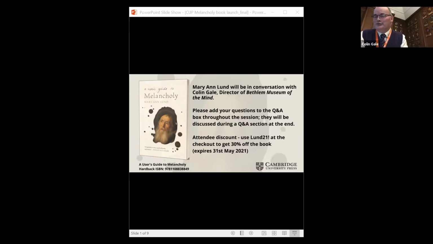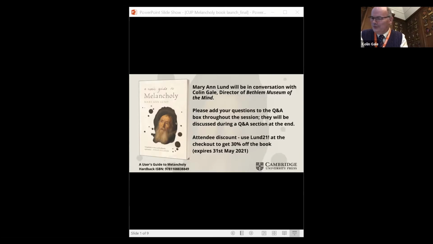And I'll introduce myself as well. I've already been introduced, Colin Gale, Bethlem Museum of the Mind director. I can't see myself, but I hope you all can see me, zooming in from the museum's rather grand-looking boardroom.